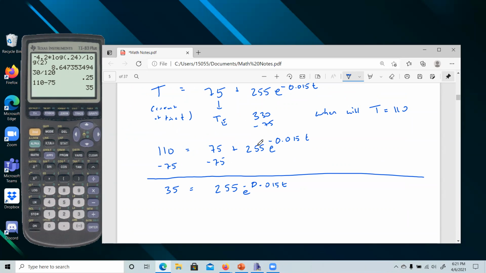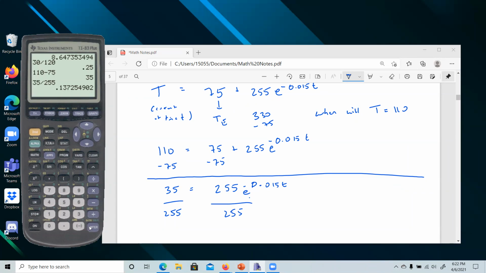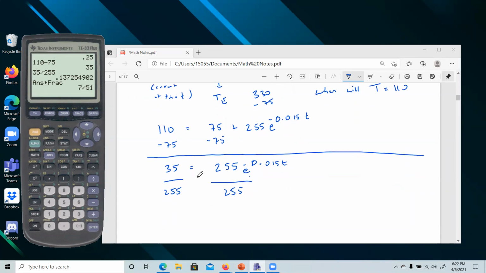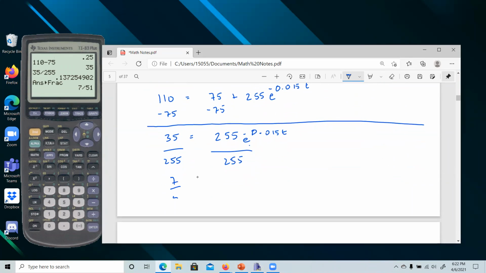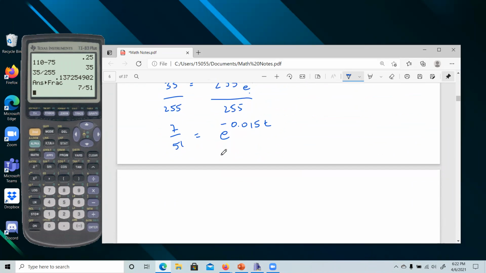0.015t. There we go. And we're just going to solve this like normally. We're going to clean this thing off, right? So 35 divided by 255, and I'm going to go ahead and make it neater than that: 7/51. Okay. Hey, we've got a variable in the exponent position. What do we do about that? And we have an e. That means we're going to use natural log.